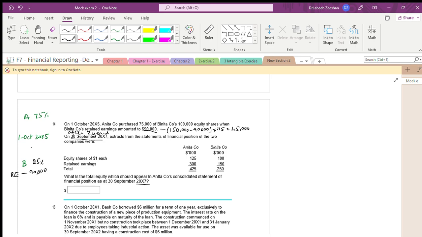What are they asking us? They are asking us the total equity. Total equity of what? Anita's company. Total equity as of now.